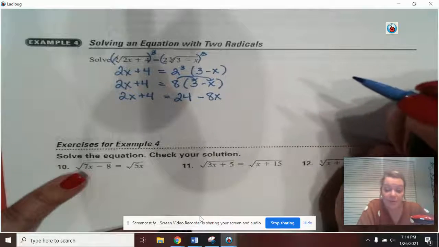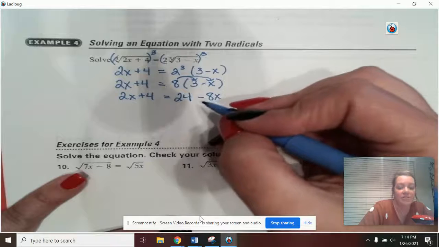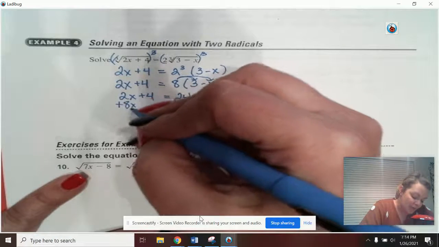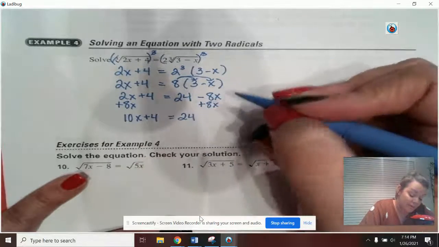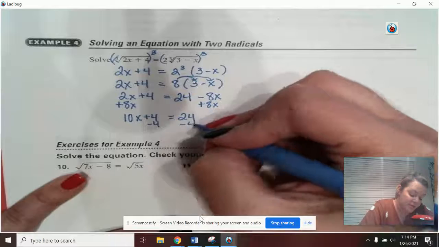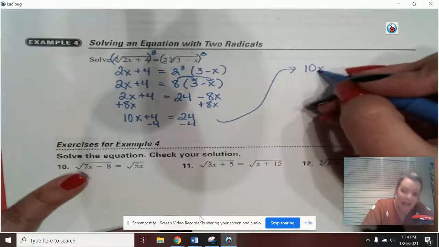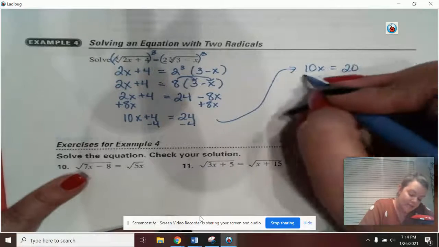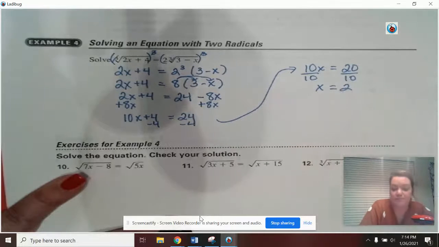Now I'm going to get my numbers on one side and my variables on the other and go ahead and solve here. So I think I'm going to add this 8x over. So 10x plus 4 equals 24. Subtract 4 from both sides now, and I get 10x equals 20. Divide both sides by 10. x equals 2. So I think that x equals 2.